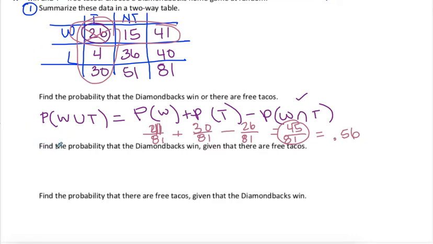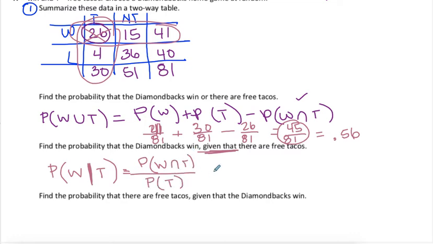On the second one, it says find the probability that the Diamondbacks win given that there are free tacos. This is our new conditional probability. It's asking what's the probability we get a win given that we had free tacos. So we're changing our denominator here. By definition, what's the probability of a win and free tacos, out of the probability of just tacos?